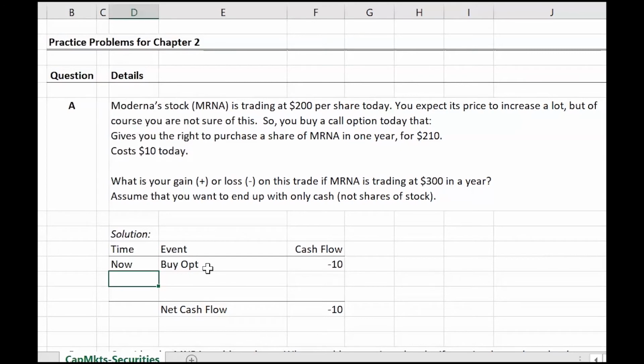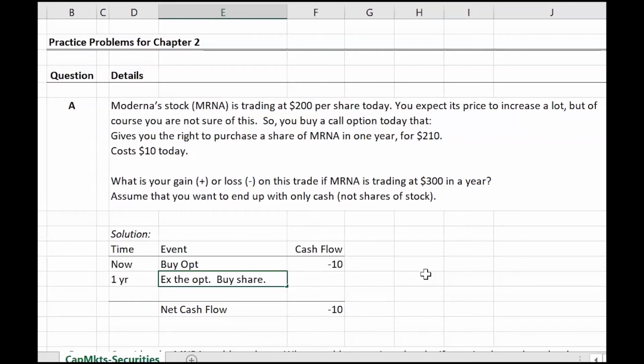We go into suspended animation, and at the end of the year, we emerge from suspended animation, and we find that Moderna stock is trading at 300 in a year. So what are we going to do? We're going to shake loose the cobwebs, and then we're going to say in 1 year that we want to exercise the option, right? Because we have the right, but not the obligation to purchase the share. So we're going to exercise the right and buy the share.